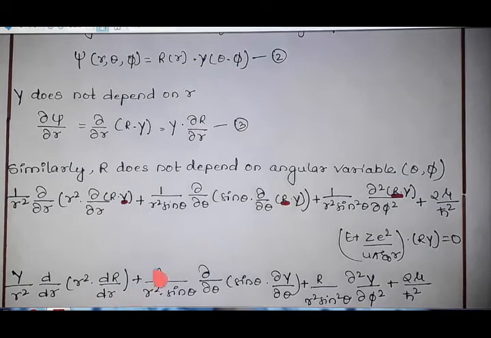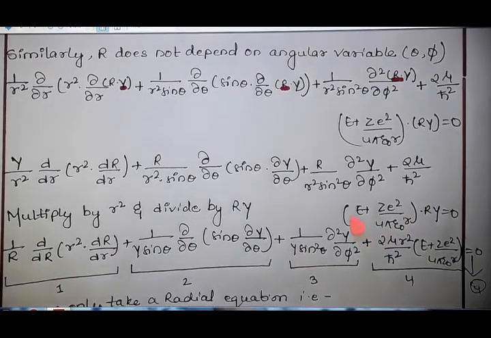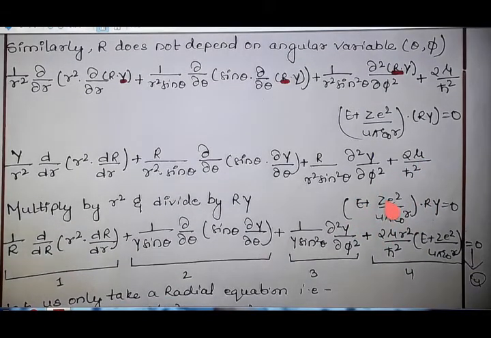we can write like this, plus R divided by r square sine theta into partial differential with respect to theta of sine theta into partial differential of Y with respect to theta, plus R divided by r square sine square theta into second partial differential of Y with respect to phi square, plus 2 mu divided by h bar square into E plus Z e square divided by 4 pi epsilon naught r into R Y equals 0. Therefore, multiplying this whole equation by r square and dividing it by R Y, we get the following equation.